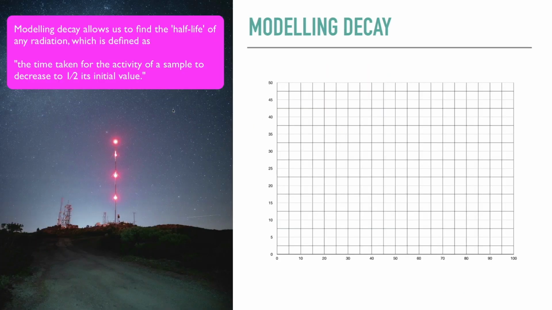Now, you have your table there, and you have instructions underneath that table to plot a graph. I would like you to plot a graph using the graph paper provided of the number of unstable nuclei on the y-axis against the time on the x-axis. And I want you to follow the instructions to find out what the half-life of that substance was. I want you to pause the video now.